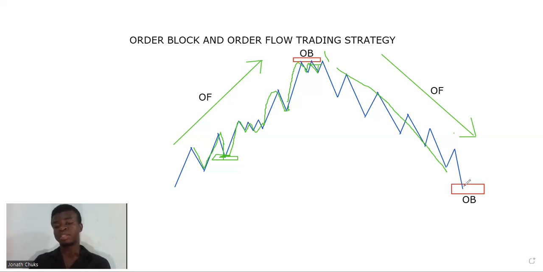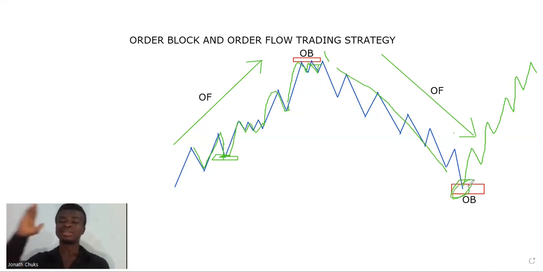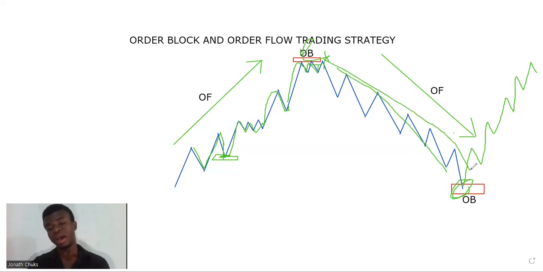Then this place, let's say the market gets to this place and it starts going up again. That means this place is also an order block. So guys, that is just what order block is all about, the overview of it. And order flow is just the direction. This is the order block, and it is now moving down. The direction of the order block is what we call the order flow.